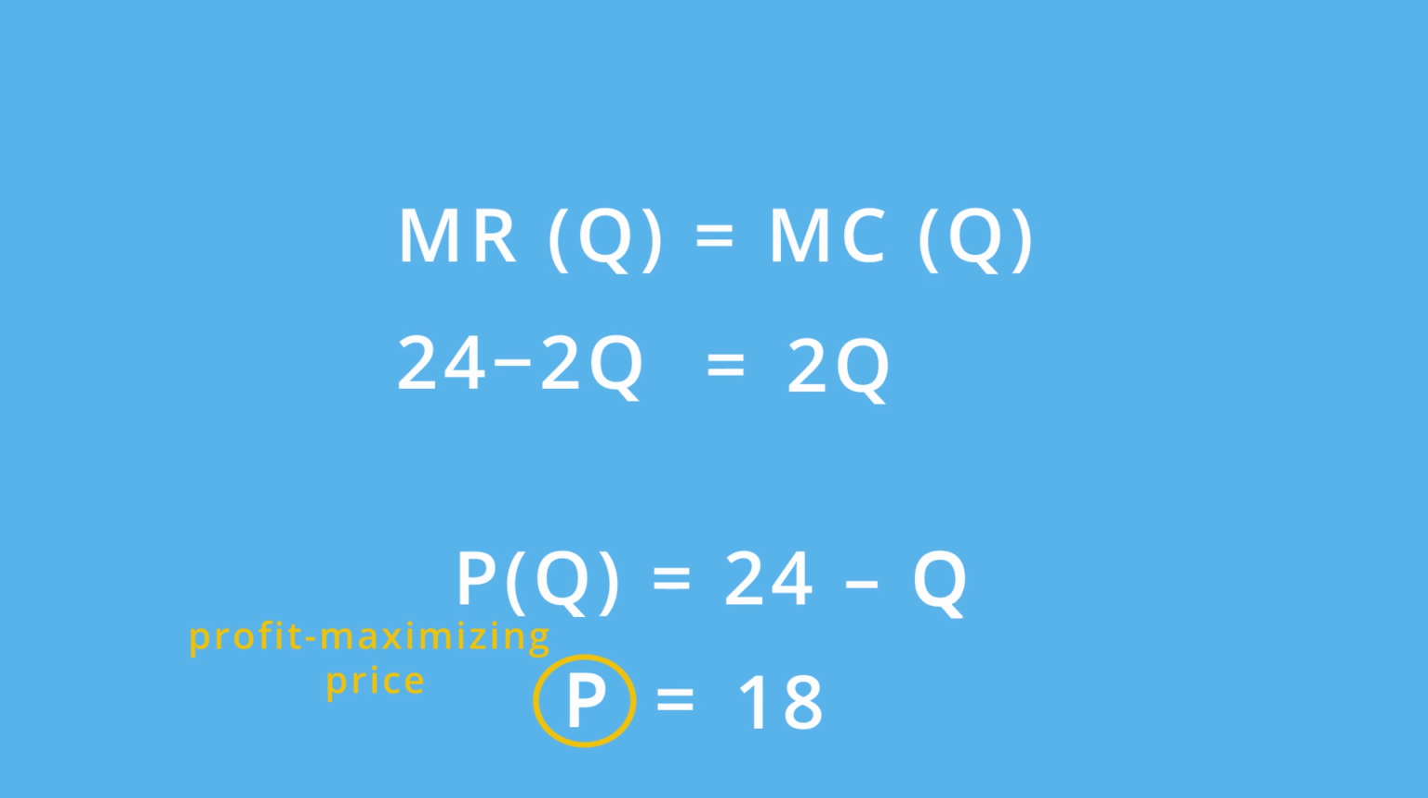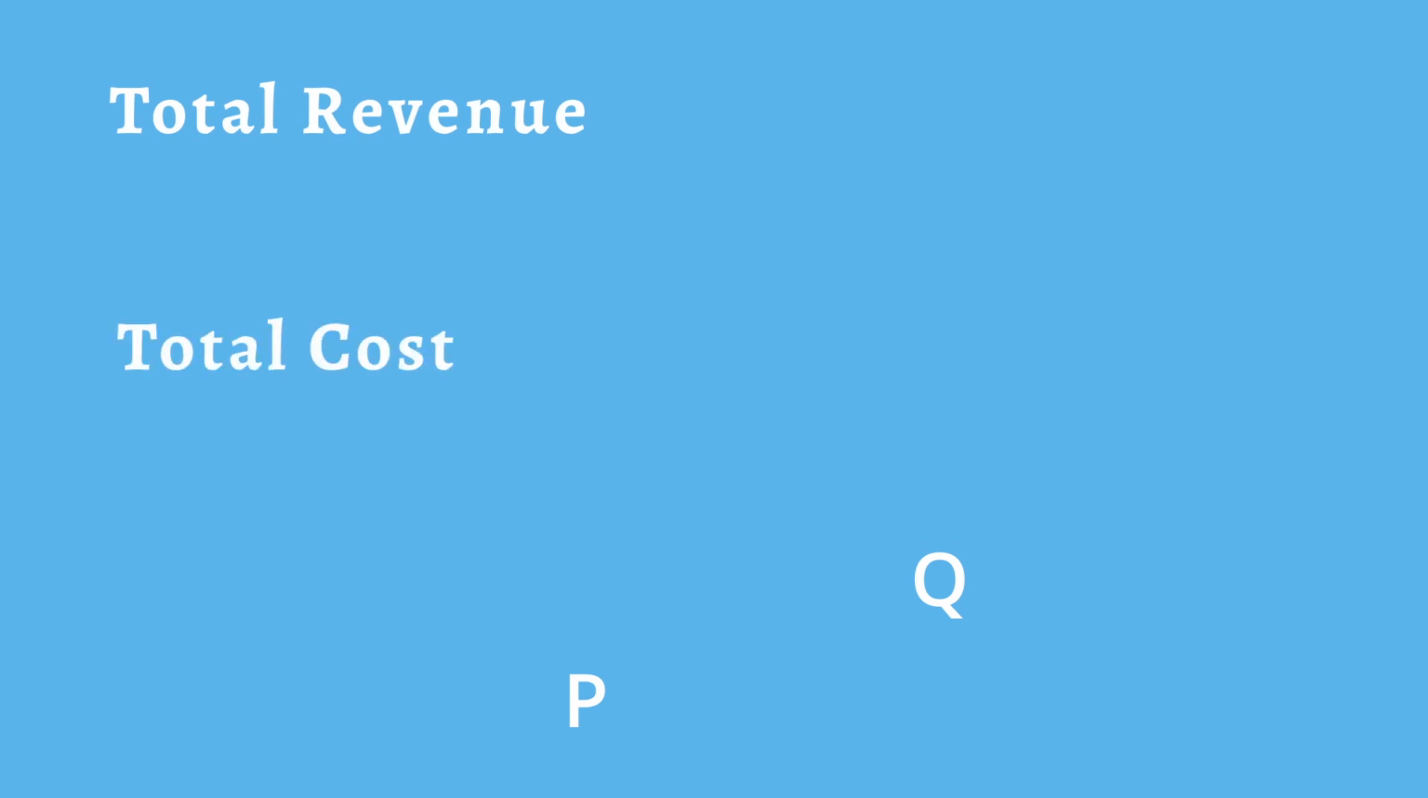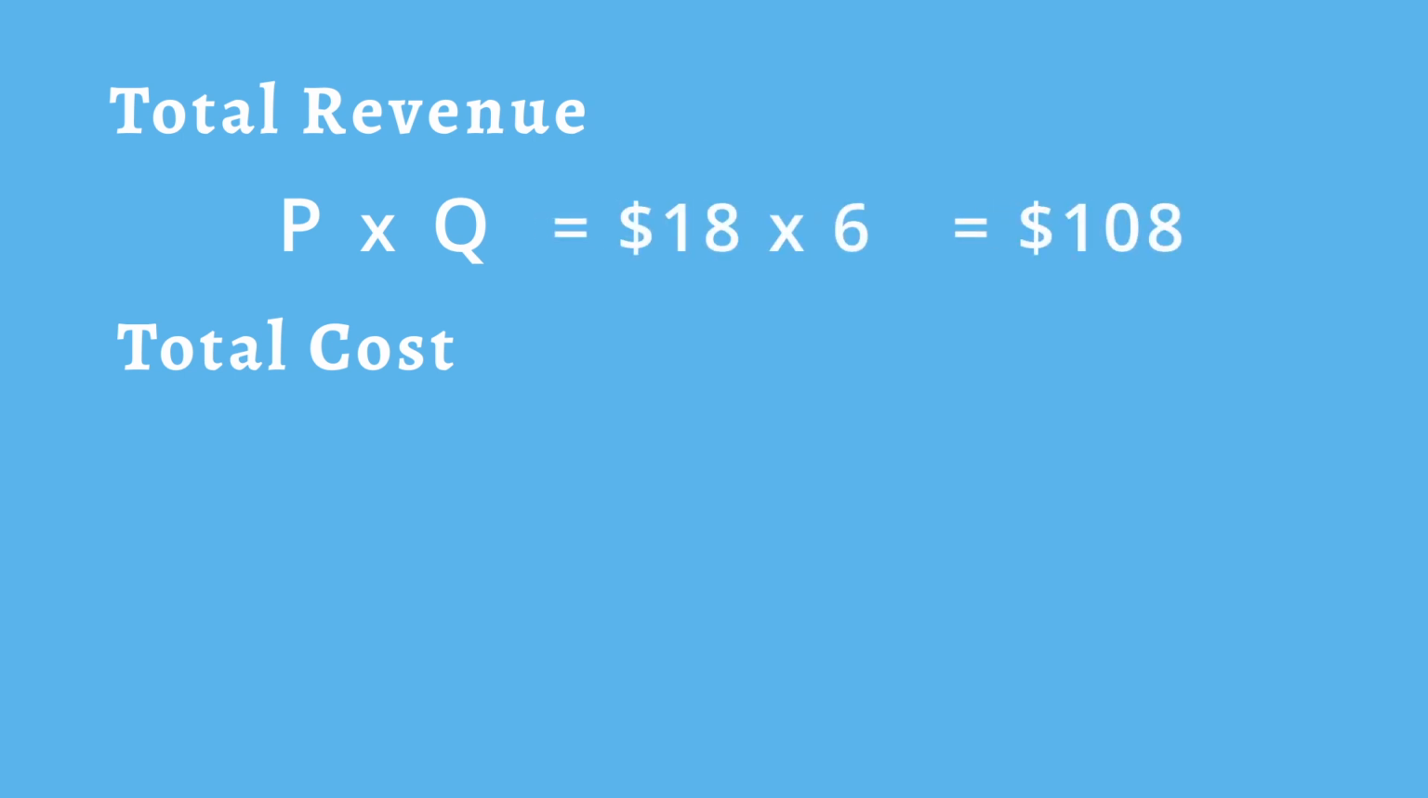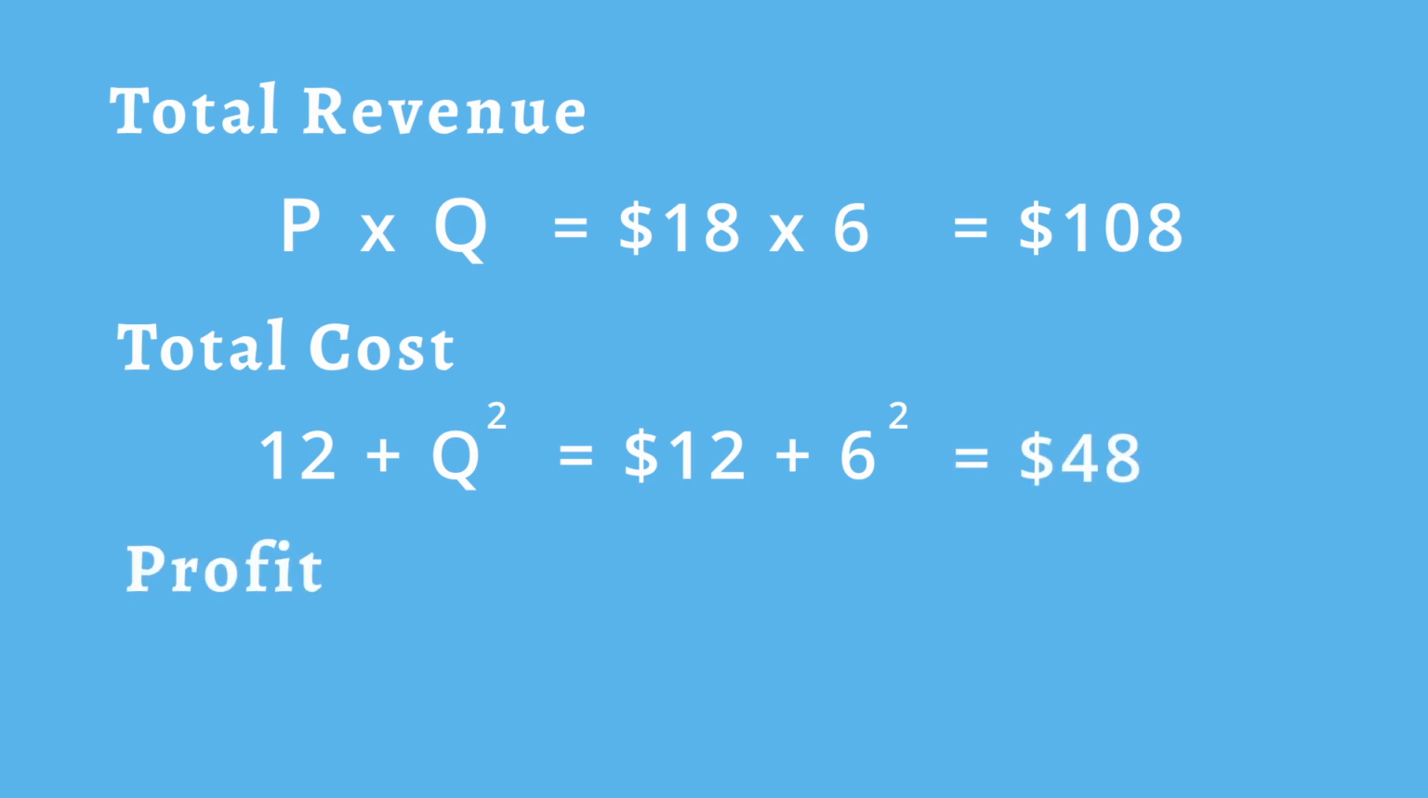Given the market price and the output level, we can find the firm's total revenue, total cost, as well as the level of profit. Total revenue equals P times Q, which is $18 times 6, which gives us $108. Total cost is 12 plus Q squared, which is $12 plus 6 squared, which gives us $48. Profit equals $108 minus $48, which gives us $60.